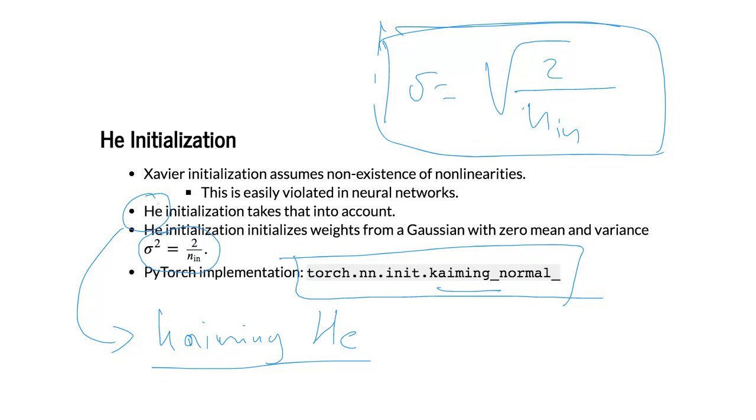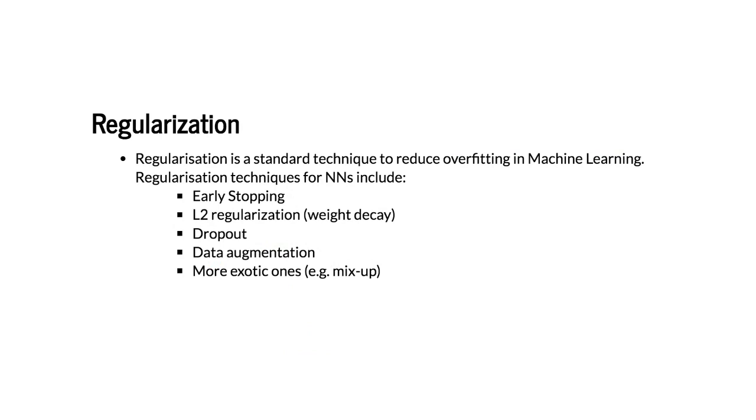Now, the second topic that I would like to discuss is regularization. People who have taken machine learning courses in the past are probably familiar with this topic, as regularization is a method of choice for reducing overfitting in machine learning. And many methods that are used for other types of models, not deep neural networks, are also applicable here.